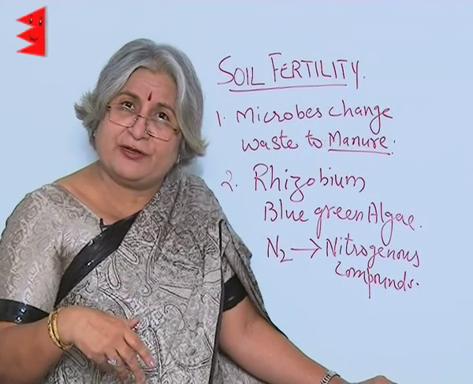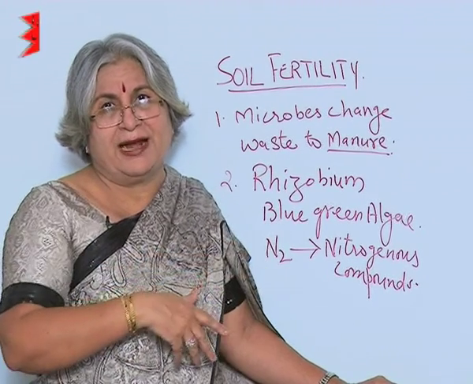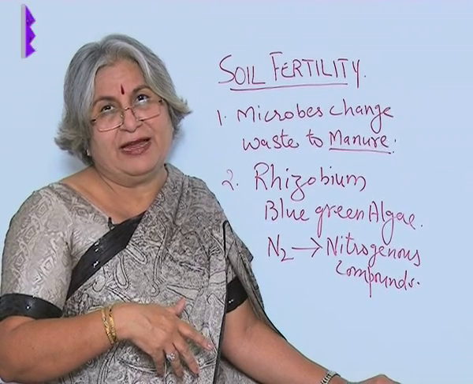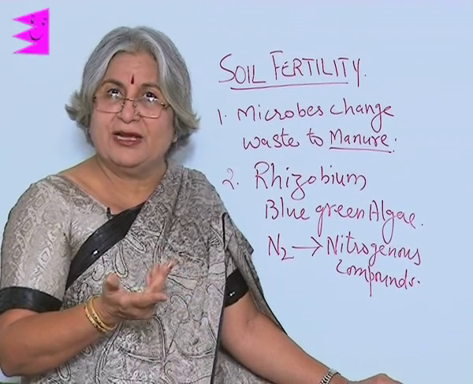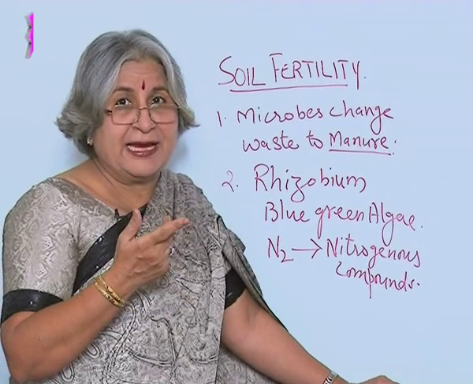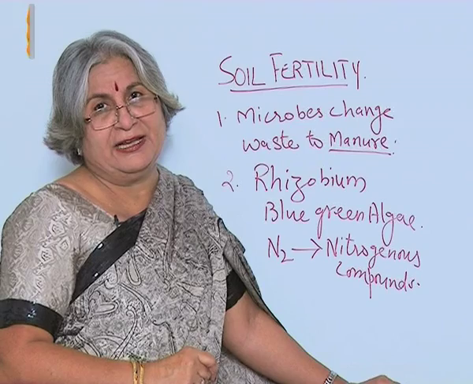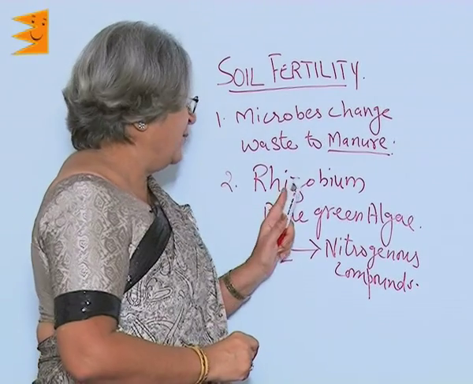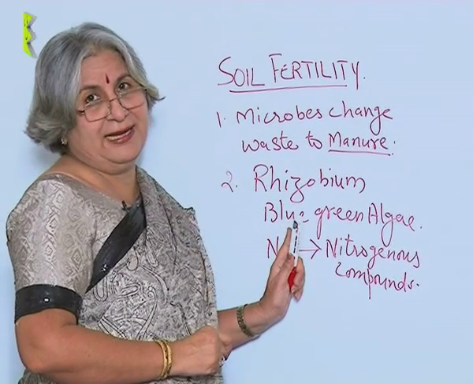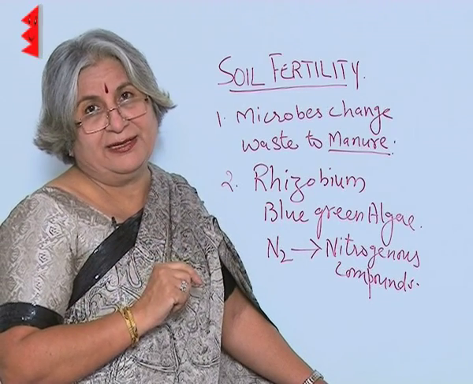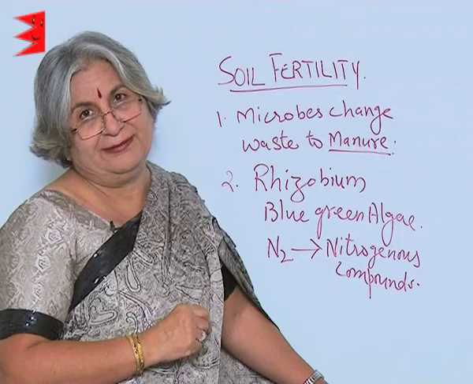Or sometimes what they do, they grow these leguminous plants and non-leguminous plants simultaneously in one field only. That also helps. So, the second microbe, specific microbe which improves the fertility of soil, is rhizobium and blue-green algae. But blue-green algae does not live in legumes, it is found in the soil.